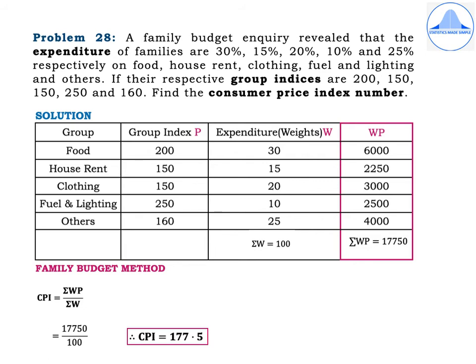So you can mark the group indices as capital P, and expenditure are nothing but the weights, which are W, and by calculation summation W is equal to 100. So we make use of the family budget method. WP values are 6,000, 2,250, 3,000, 2,500, 4,000, and summation WP is equal to 17,750. So using the family budget method, the formula is CPI equal to summation WP divided by summation W, which is equal to 17,750 by 100, or CPI is equal to 177.5.